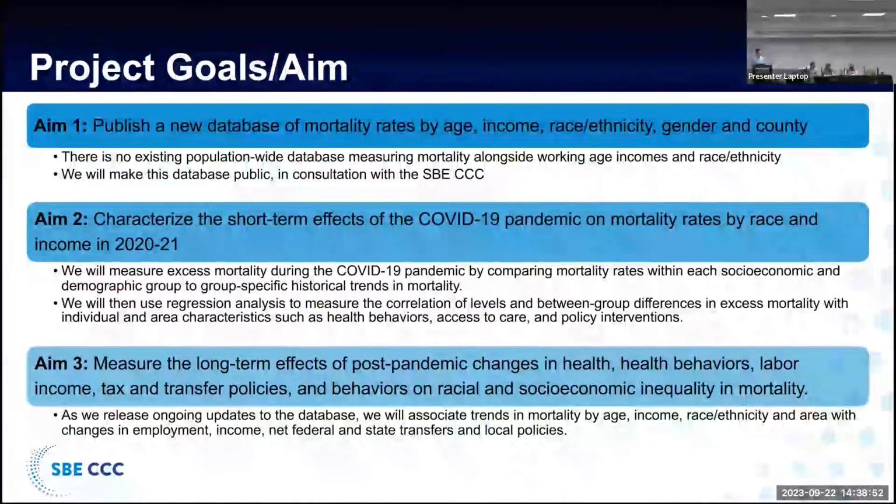So we have a handful of goals in this project, and I won't dwell here too long. We want to publish this database, breaking down mortality rates by age, income, race and ethnicity, gender, and county. I'm going to be talking a lot about Aim 2 today, which is characterizing the short-term effects of the COVID-19 pandemic on mortality rates in the United States by race and income. So we've got the data from 2020 here today, but one thing we are most excited about, as the data becomes available, is to start to understand the long-term effects of the post-pandemic changes in health behaviors, labor income, tax and transfer policies, and behaviors on racial and socioeconomic inequality and mortality.